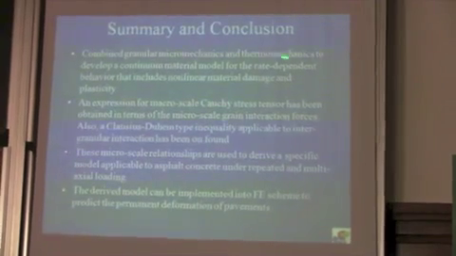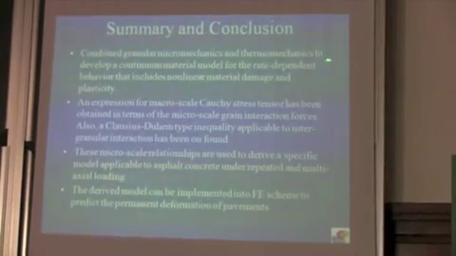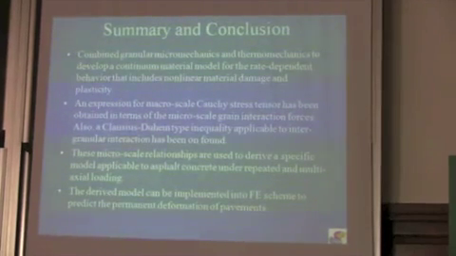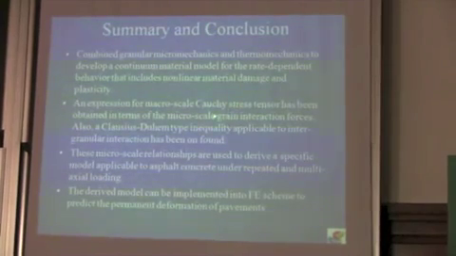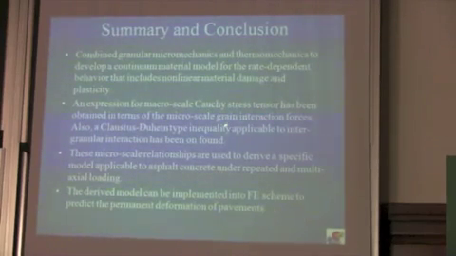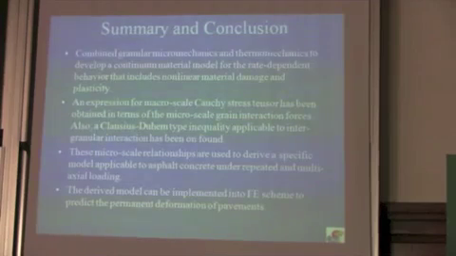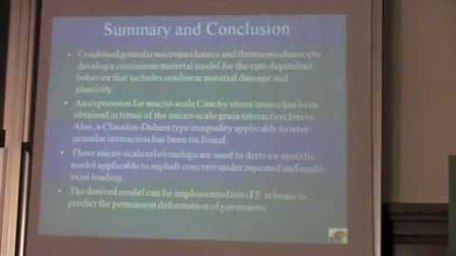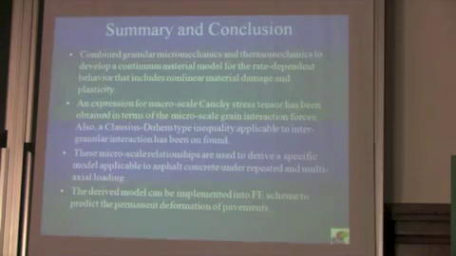Okay, so maybe I can summarize. I've combined granular micromechanics and thermomechanics to develop a continuum material model for these rate-dependent materials which have damage and plasticity. I think the main finding from using thermomechanics was that you have the Cauchy stress tensor in terms of microscale or grain interaction forces, but in addition there are some kinematical quantities that come into this expression, right? So the usual expression that's used in granular mechanics and even in molecular dynamics may have some inbuilt assumptions which become clear. Also, we can find a Clausius-Duhem type inequality that's applicable to two-grain interaction.